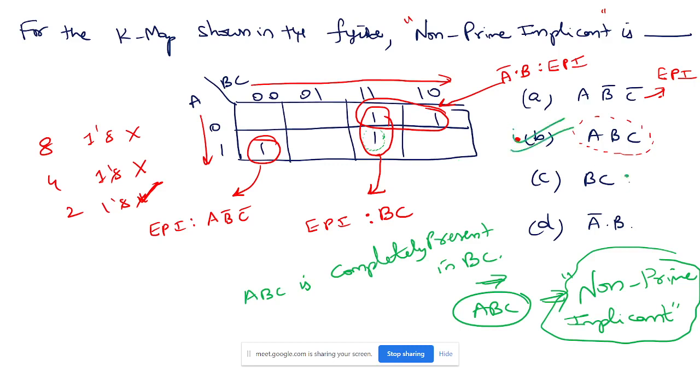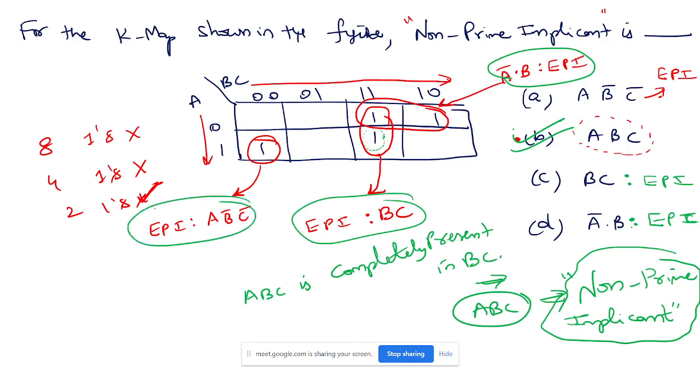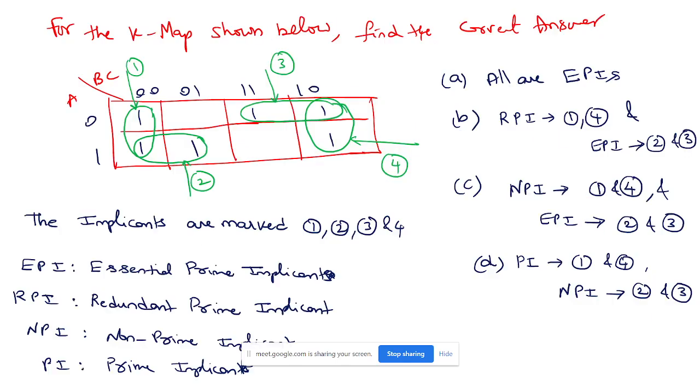We know this BC also. BC is EPI, A bar B is EPI. Okay, this we have found out already. This is EPI, EPI, this is EPI. So option B is the right answer.